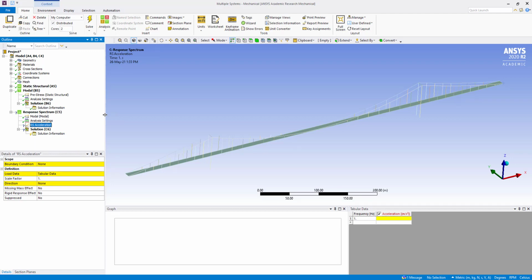So here you can see the boundary condition. We are going to change it to all supports, and the direction we are going to keep as Y direction. In the tabular data, we have to insert the tabular data.